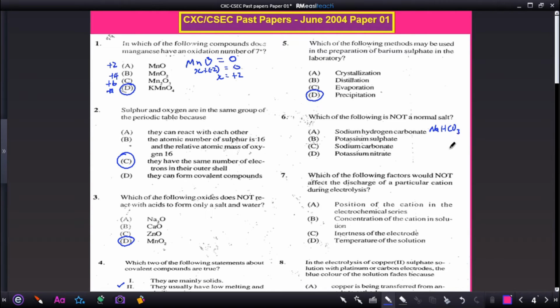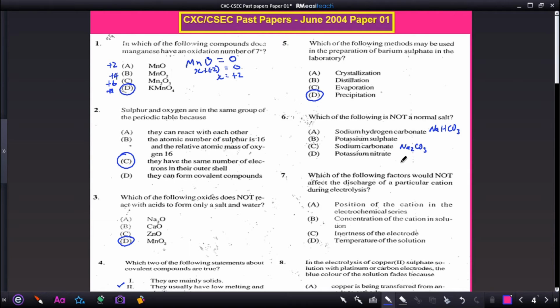This is an acidic salt, an acid salt, because it has hydrogen within it. A normal salt does not contain the hydrogen. For example, sodium carbonate right here would be Na2CO3. So this is a normal salt because there is no hydrogen.